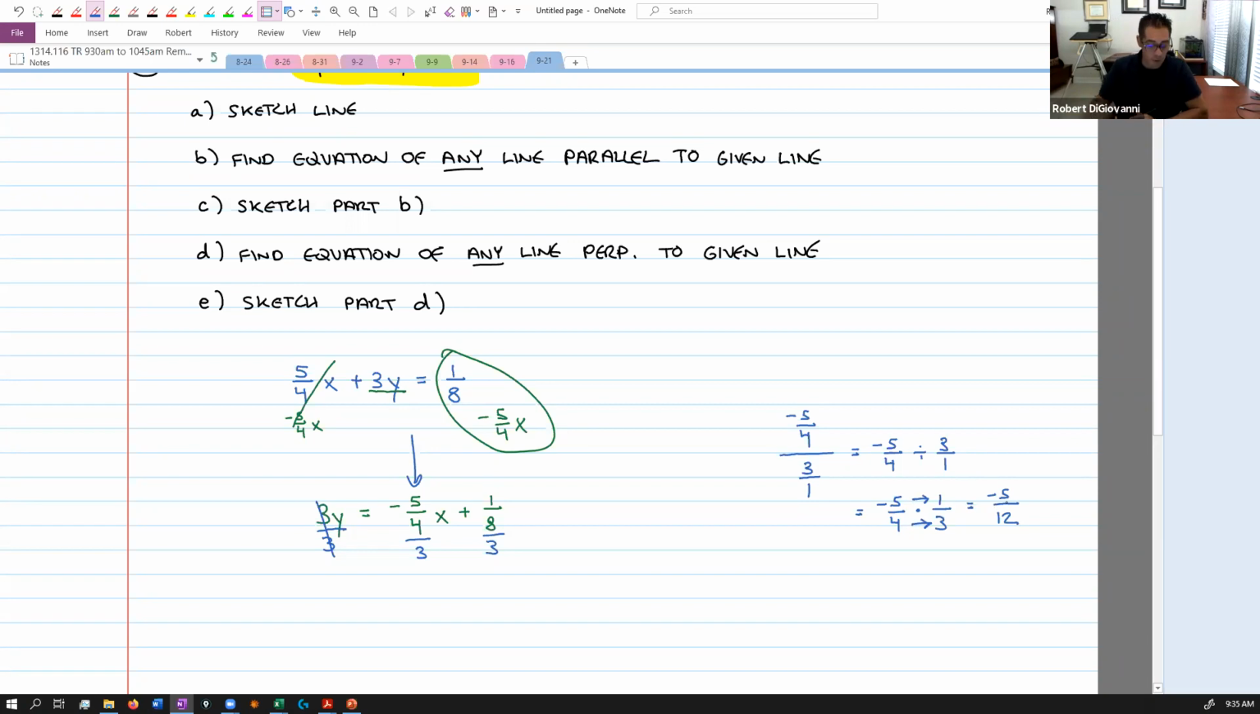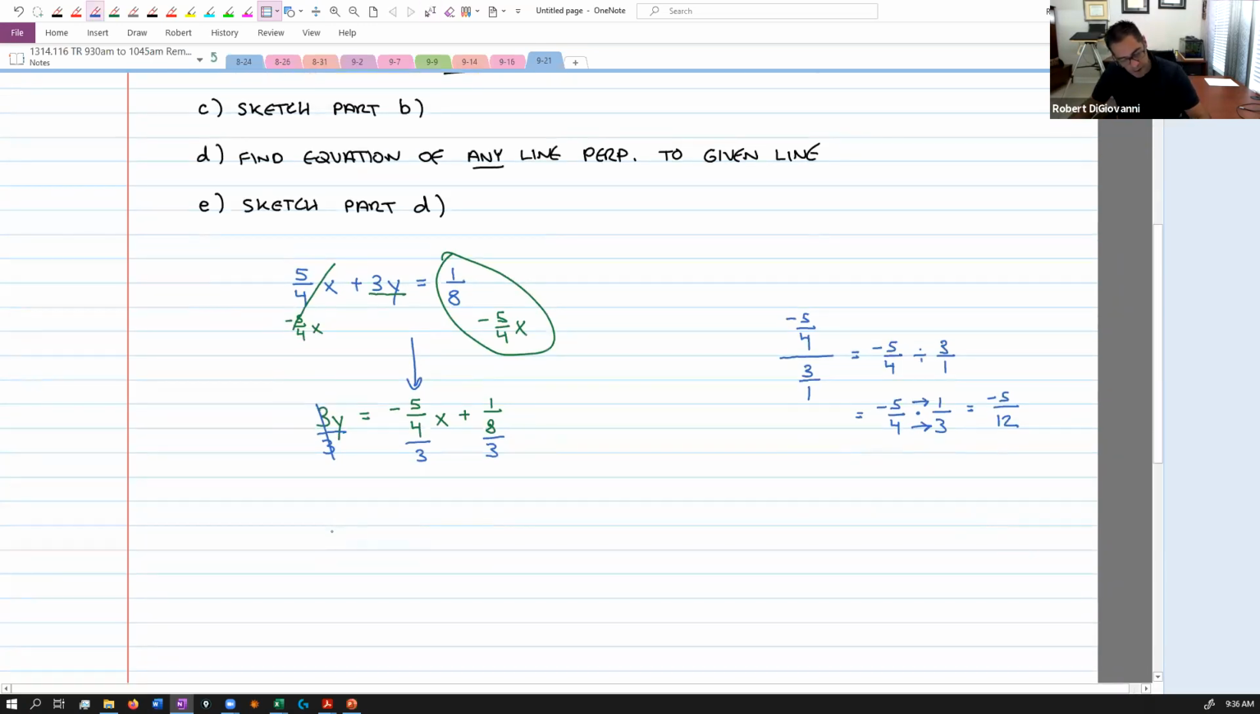So that's going to be the number in front of x. Let me continue here. We have the left side is y. The right side is -5/12 x plus, now I need to do 1/8 divided by 3.